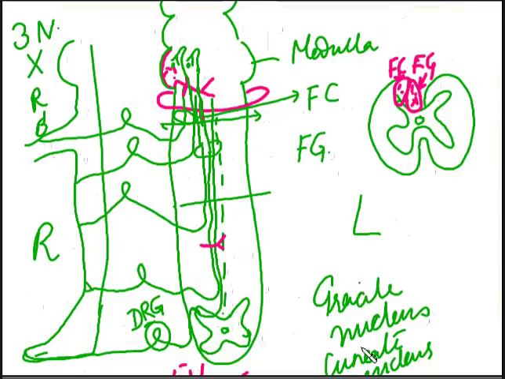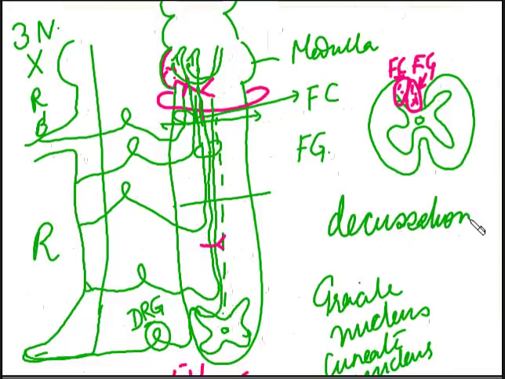Now these fibers from the gracile and cuneate nucleus cross over in the medulla. This crossing over is known as decussation. And because these are sensory fibers, sometimes we call it sensory decussation.